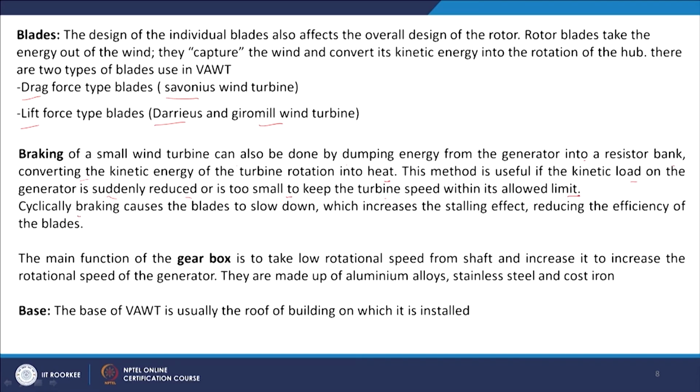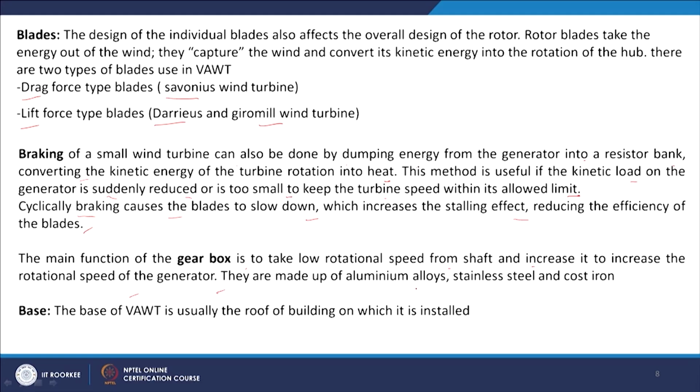And then cyclic braking causes the blades to slow down, which increases the stalling effect, reducing the efficiency of the blades. So, this is the role of braking. Cyclic braking is also not desirable. And the gearbox, we know, is used to control the speed of the shaft. The main function of the gearbox is to take the low rotational speed from the shaft and increase it to raise the rotational speed of the generator.